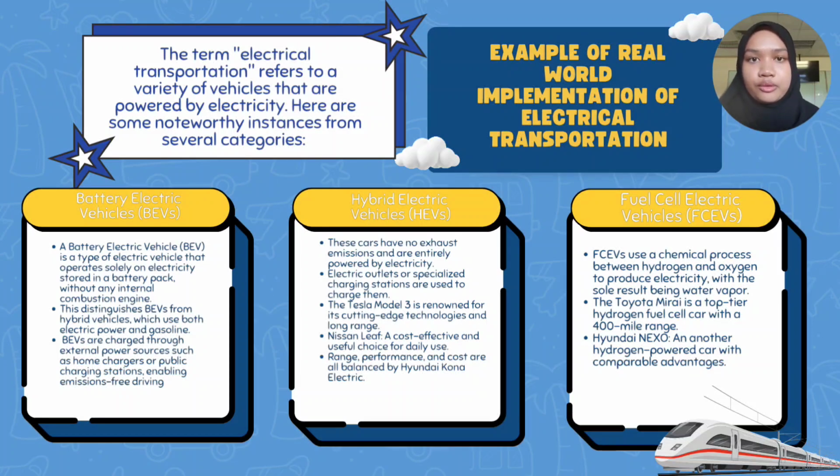So for the third point, which is fuel cell electric vehicles, FCEVs use a chemical process between hydrogen and oxygen to produce electricity, with the sole result being water vapor. The Toyota Mirai is a top-tier hydrogen fuel car with a 400-mile range, which is an example for this point. And Hyundai Nexo is another hydrogen-powered car with comparable advantages.